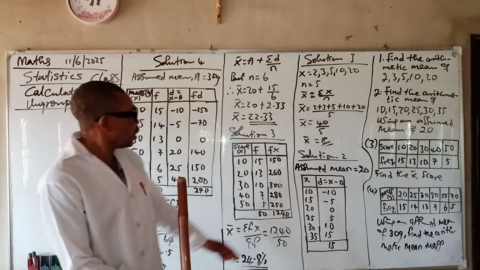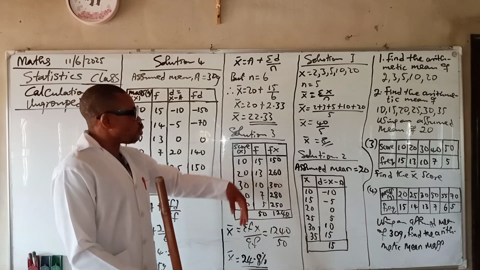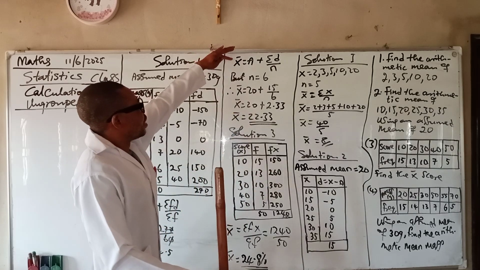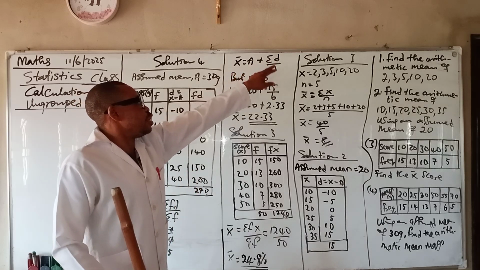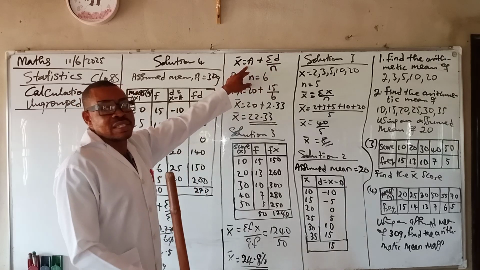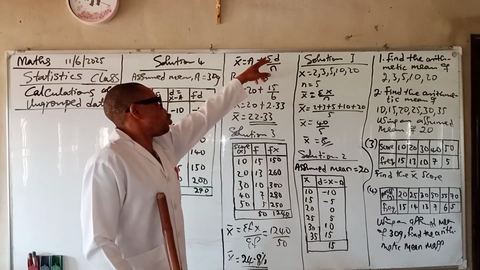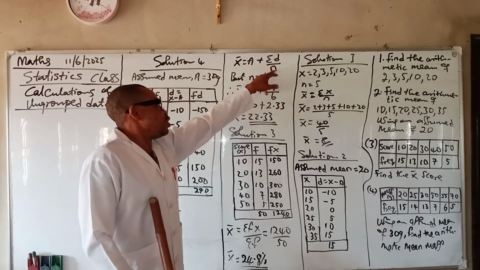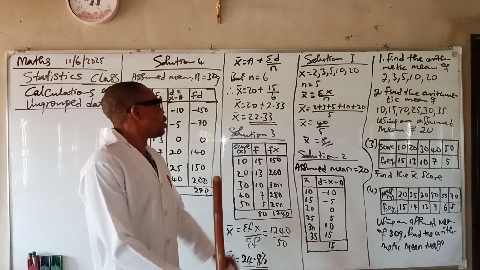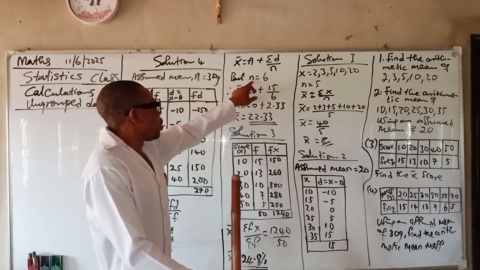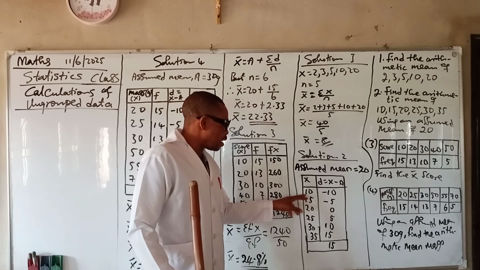Okay. Now we apply the formula. The formula to calculate it is x bar equals a plus summation d all over n. A is the assumed mean, d is the deviation from the assumed mean, summation is sum. N shows the number of data we have in the x column. The number of data in the x column is 1, 2, 3, 4, 5, 6.